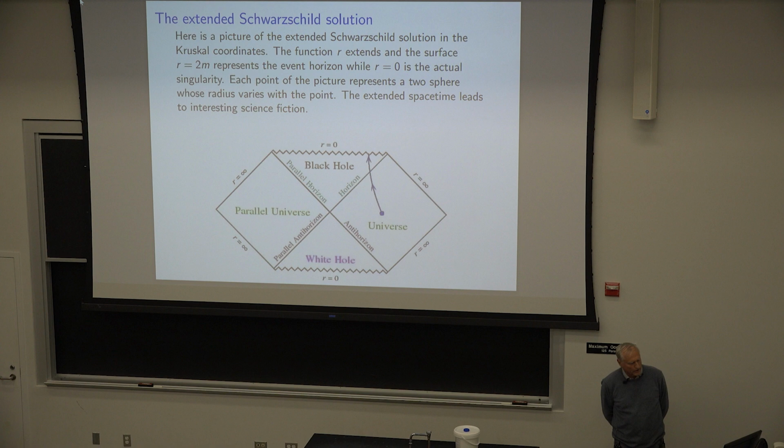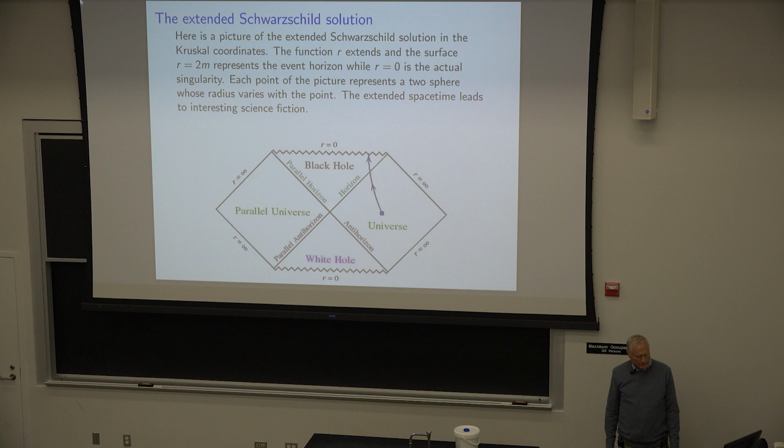So I think realistically, the physicists think that the realistic part of this is the exterior part, the original Schwarzschild, and the part behind the horizon, so the black and the white holes. I should say, by the way, it looks like there might be a singularity at zero in this picture, but each point in this picture represents a two-sphere. And the radius of the two-sphere depends on the two-dimensional coordinates in the picture. So the radius varies from point to point.